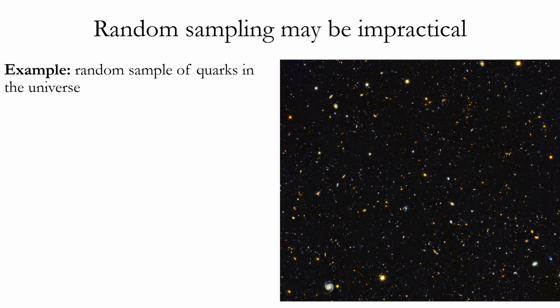Suppose we wanted to look at a random sample of quarks across the surface of the Earth. Well, not all areas of the surface of the Earth are equally accessible. Suppose you randomized 1,000, 10,000, or 100,000 locations on the Earth. Some of those might be on the surface of the ocean, which could be very costly to get to. You don't want to do a study that costs millions or billions of dollars. So there are many cases where random sampling is just not practical.